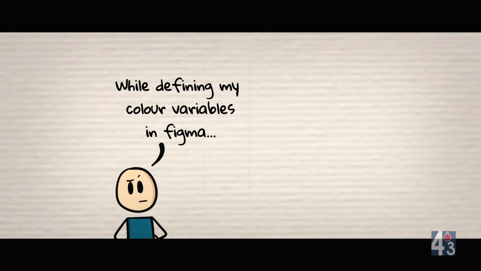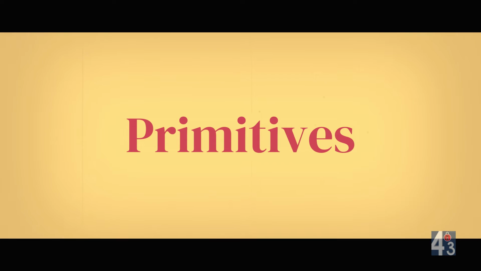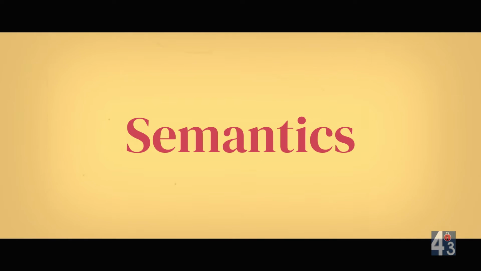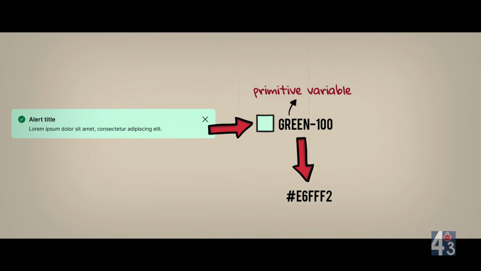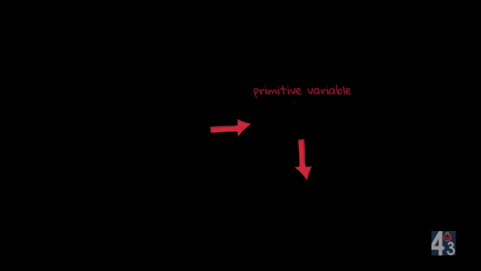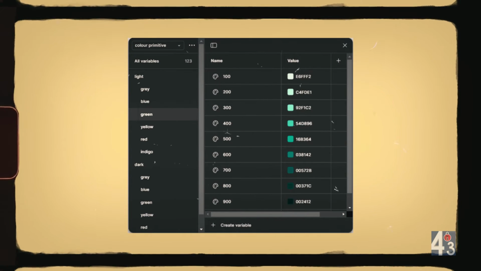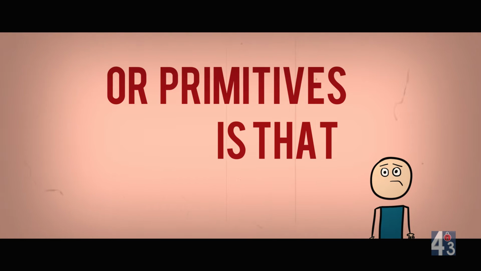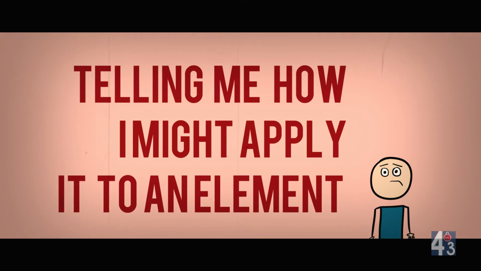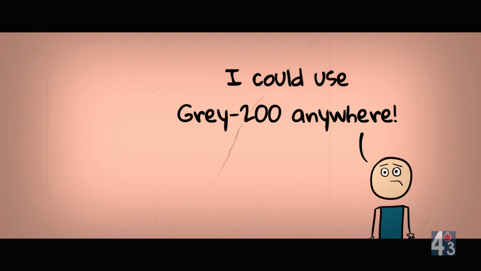And so while defining my color variables in Figma, I define two types, the primitives and the semantics. Now primitives are mapped to hold the raw hex values. Note in this example, gray 200 is the primitive that holds the value F5F7FA, and green 100 is the primitive mapped to the value E6FFF2. So primitives are straightforward. They're basically named after the color and spectrum they are in the color ramp. The problem I have with hex values or primitive variables is that they are not telling me how I might apply it to an element or component. I could use gray 200 anywhere.